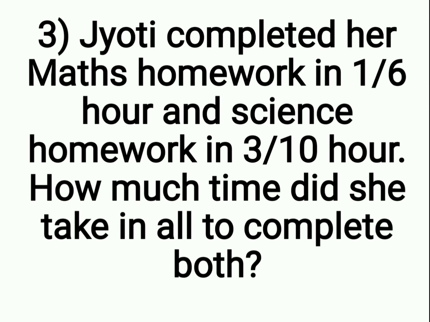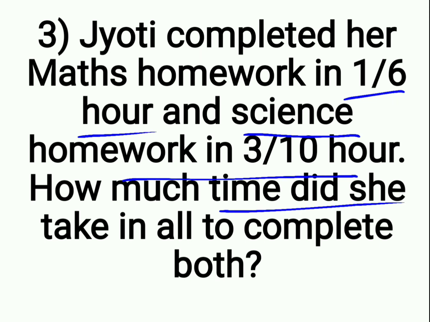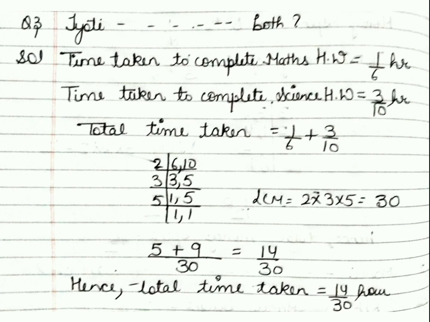Jyoti completed her maths homework in 1 by 6 hours and she completed her science homework in 3 by 10 hours. You have to tell how much time she spent in all. Again, all means you have to plus them to complete both the work. So you write time taken to complete maths homework 1 by 6 hours. Time taken to complete science homework, that is 3 by 10. Total time taken 1 by 6 plus 3 by 10.